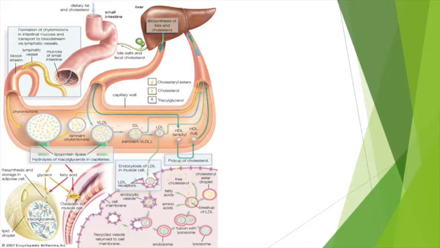Either a hepatocyte or a cell in the peripheral tissue binds to the LDL particle. An LDL particle internalized by a cell in the peripheral tissue is broken down into amino acids, fatty acids, and free cholesterol. HDL picks up free cholesterol from cells in the peripheral tissue and transports it to the liver.